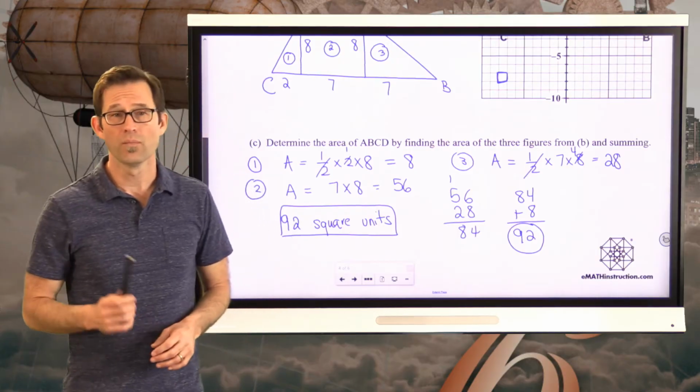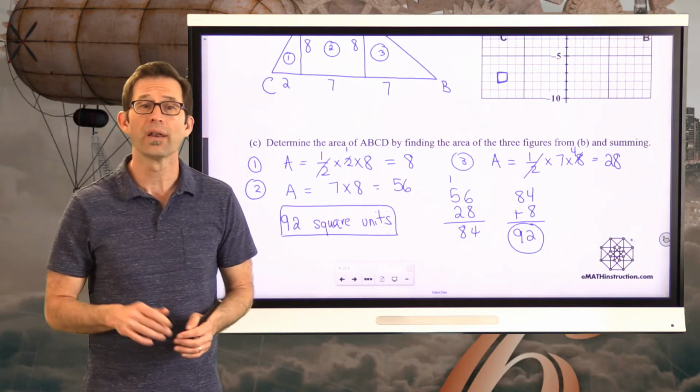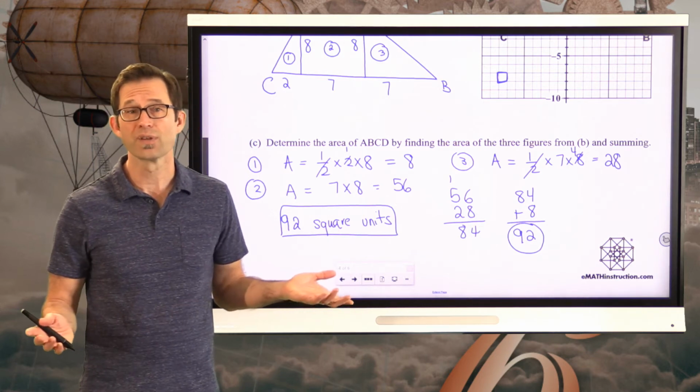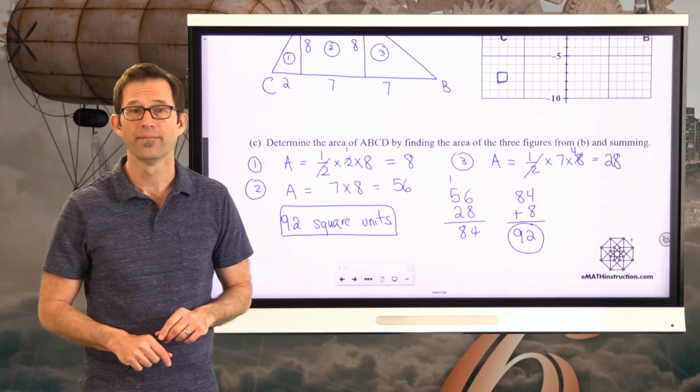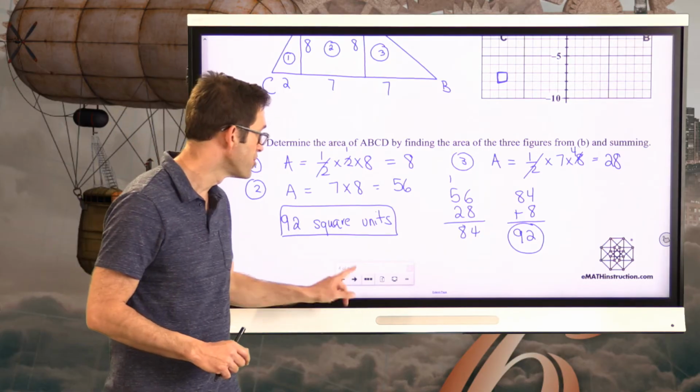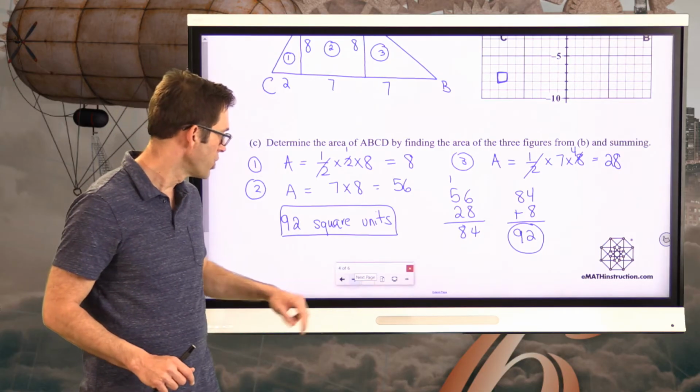Whatever it is, ask your teacher about it. Find out what they would prefer you to put down in terms of the units. Again, for some teachers, 92 is just fine. Okay, let's work with one more trapezoid.